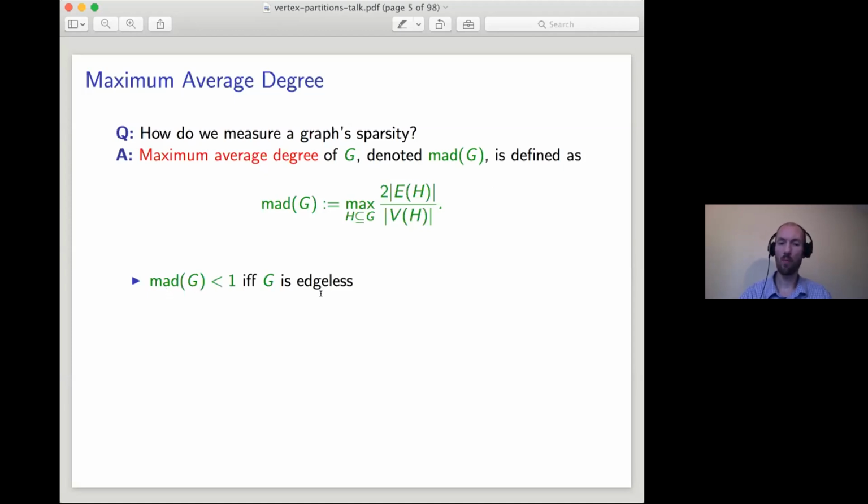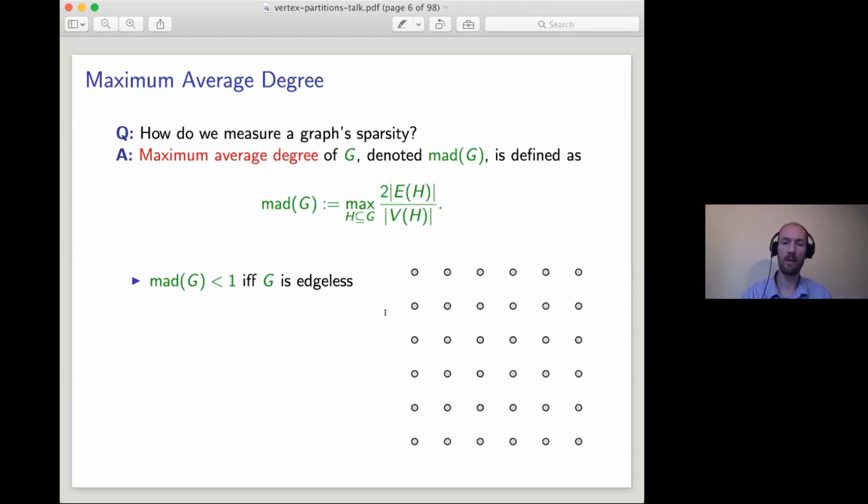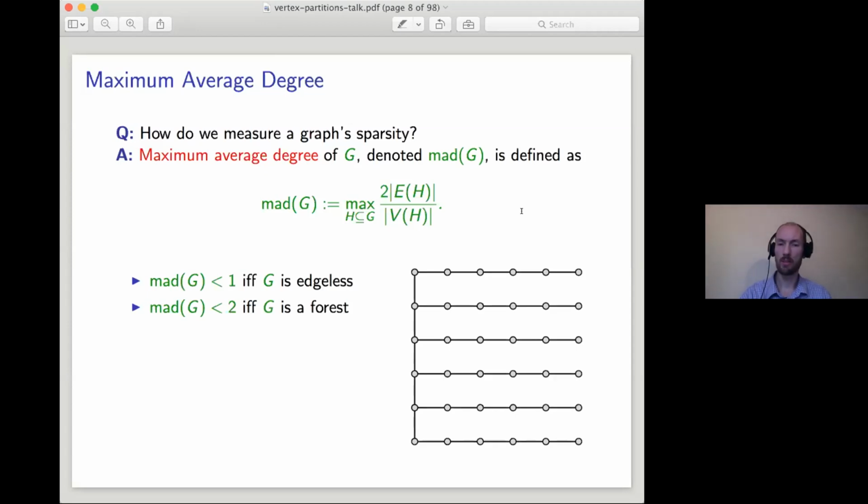Having mad less than 1 just means that you're edgeless, because as soon as you have an edge, then that edge and its endpoints would give you a subgraph with average degree equal to 1. So here's a graph that's mad less than 1. Having mad less than 2 is equivalent to being a forest. As soon as you have a cycle, that would have average degree 2. And so here's an example of a graph with mad less than 2.